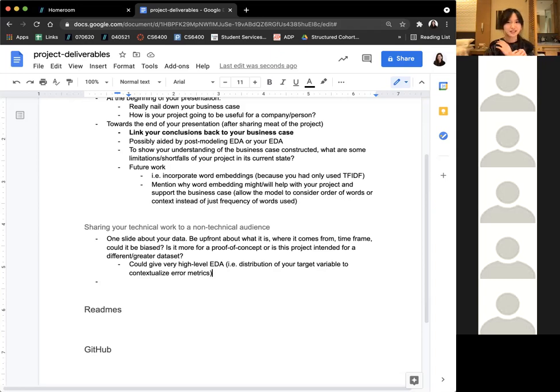Because sometimes if you just flat out see an RMSE of 10,000, maybe people will be like, oh, that seems like a lot. But you do want to compare that to maybe the mean and standard deviation of Bitcoin prices, just as an example. So high level EDA, like the distribution of your target variable, is very, very important. If you have a class imbalance that you're dealing with and you want to talk about that, the distribution of your target variable is going to be very, very important to share.